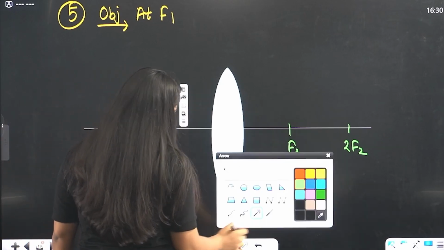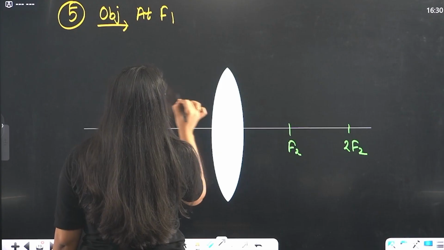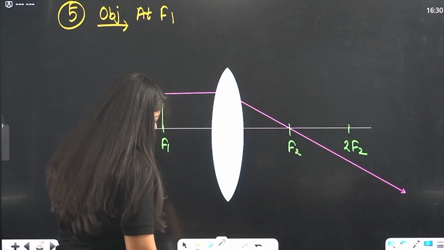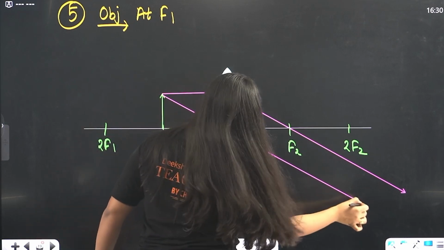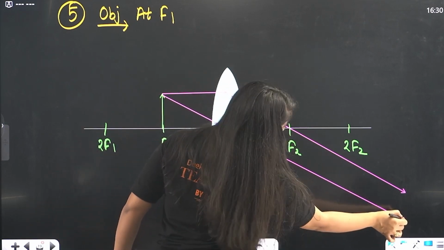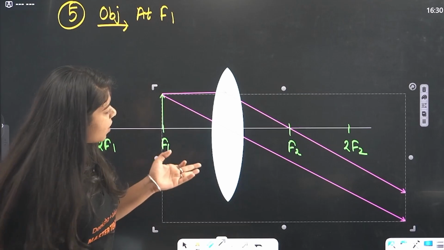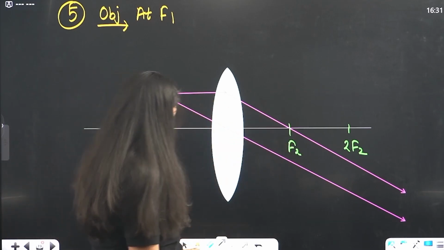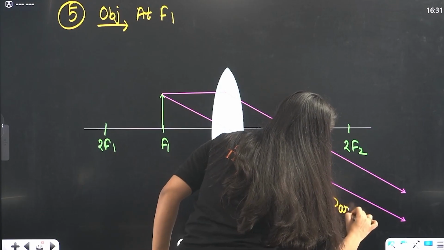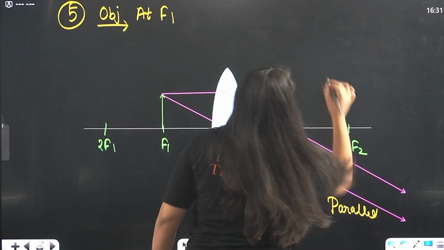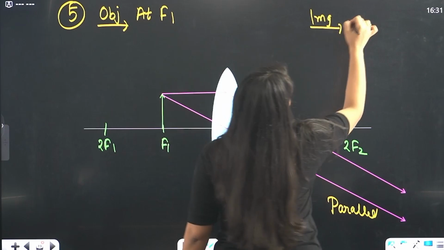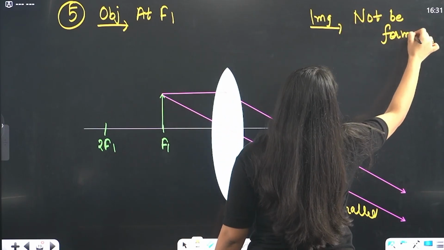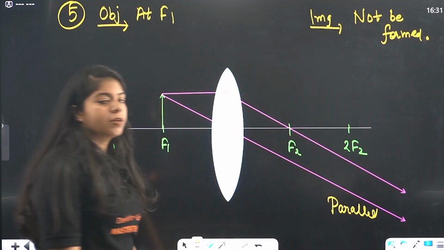Then ma'am, we will again do this. We'll make one ray parallel and it will pass from F2, the focus. And ma'am, the another ray will pass through optical center. These should go parallel. These are almost parallel, so ma'am, these are parallel rays. They will never meet. So the image will not be formed. Understood, beta? The image will not be formed.